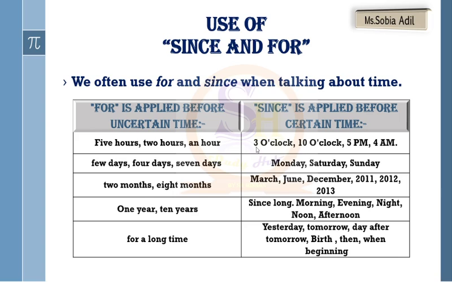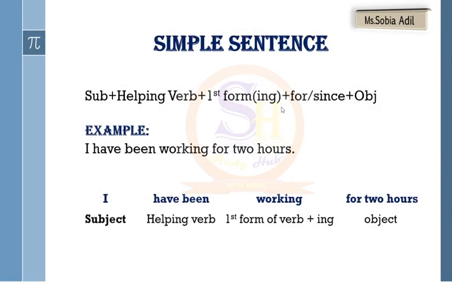For example, if the time is like 3 o'clock, 10 o'clock, 5 p.m., 4 p.m., Monday, Saturday, Sunday, it can be a month's name like March, June. It can be a year like 2011, 12, 13. It can be morning, evening, right? Yesterday, tomorrow. So if the time is like this, accurate or sure or certain, you are to use since with those types of times in the sentences.